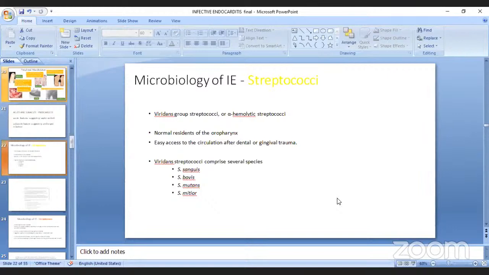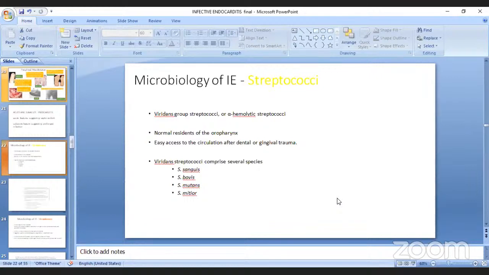Now we come to a very important point on which most of your MCQs are based, and this is one thing that you cannot forget: the microbiology of infective endocarditis. Most of your MCQs are based on microbiology and treatment of infective endocarditis. Now first we go to streptococci. The viridans group of streptococci is alpha hemolytic. This is the first thing. It is a normal resident of the oropharynx and has very easy access to the circulation after dental or gingival trauma. So we are talking about the viridans group of streptococci.